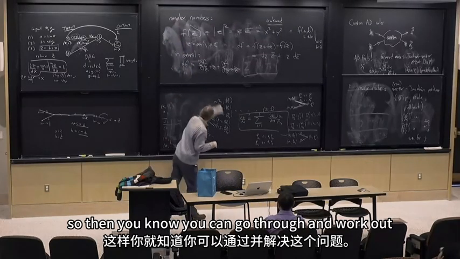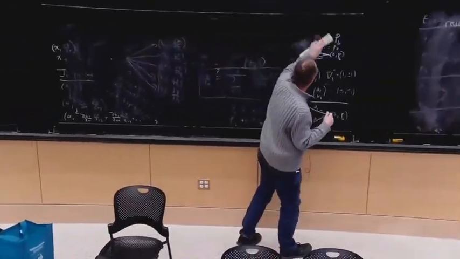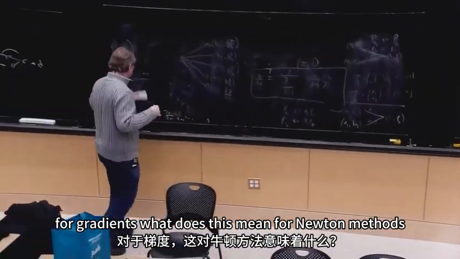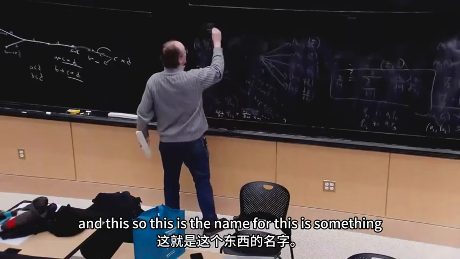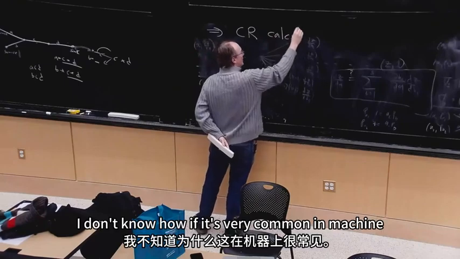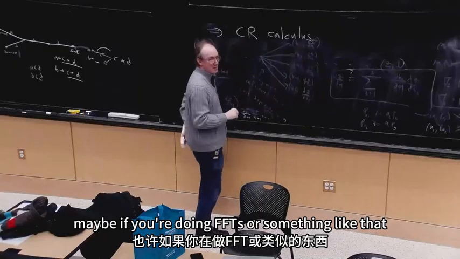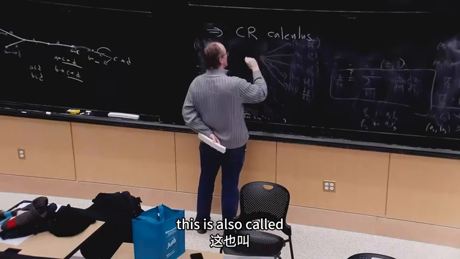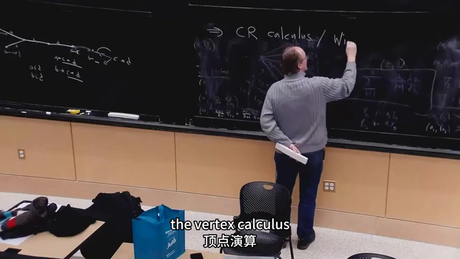Then you can go through and work out what this means for gradients, what it means for Newton methods, all of those kinds of things. Does anyone in machine learning ever use complex numbers? I don't know if it's very common in machine learning. Maybe if you're doing FFTs or something like that. Then it would be natural. Yeah. This is also called the Wirtinger calculus.